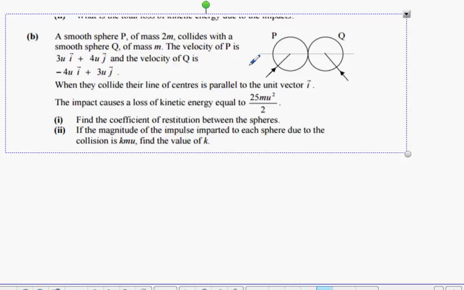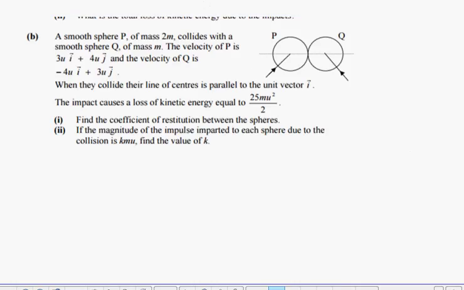Smooth sphere of mass 2m, 2014, 5b. The velocity of P is 3ui plus 4uj, and the velocity of Q is minus 4ui plus 3uj. When they collide, their line of centers lines up perfectly along the i direction. The impact causes a loss of kinetic energy equal to 25mu squared over 2. Find the coefficient of restitution between the spheres. If the magnitude of the impulse imparted to each sphere due to the collision is kmu, find the value of k.